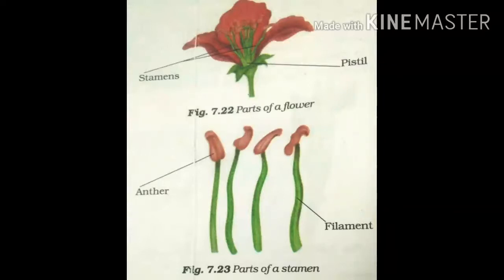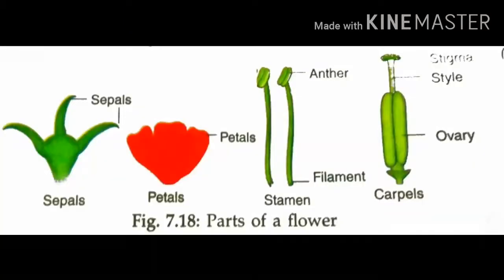The stamen is the male part of the flower. The stamen contains the filament and anther. The filament is a green stalk-like structure and the anther is a bag-like structure present on the top of the filament. Next one is the pistil or carpel. A flask-shaped structure in the center of the flower is called the carpel or pistil. The carpel is the female part of the flower.